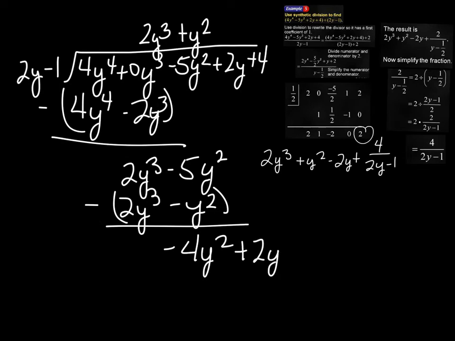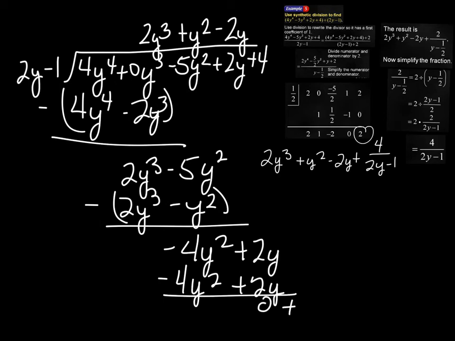What do I need to take 2y times to get negative 4y squared? Why, that would be negative 2y. So I've got negative 4y squared plus 2y. Why, that's handy. And bring down my last term. So my remainder is 4.